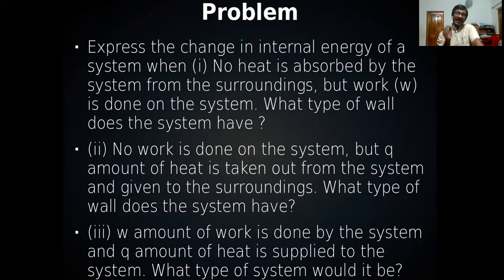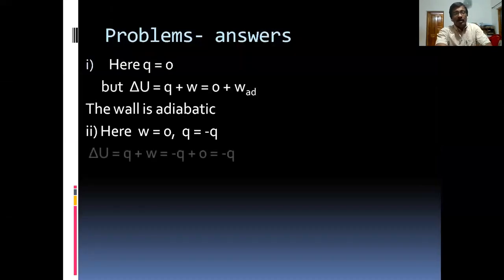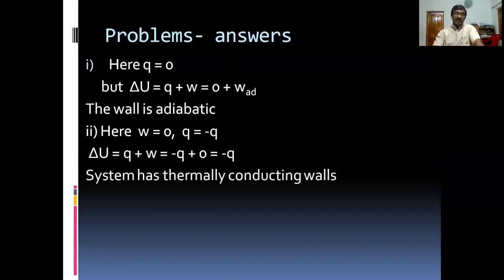Second one, no work is done on the system. Again you have to find out the change in internal energy. There is no work, W is equal to 0. But Q amount of heat is taken out from the system, which means Q is negative. So delta U is equal to Q plus W, minus Q plus 0. Delta U is equal to minus Q. And here heat is transferred, so the wall should be thermally conducting. The system has thermally conducting walls.